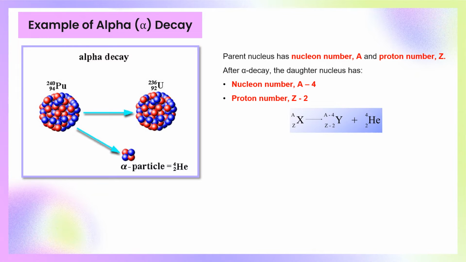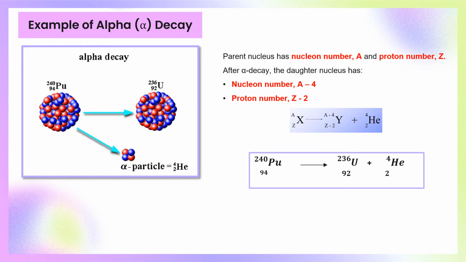We can refer to this general equation to write the equation for this example. We replace X with plutonium-240 for nucleon number and 94 for proton number. And when plutonium undergoes radioactive decay, it will produce uranium-236 for nucleon number and 92 for proton number, plus the helium, which is the alpha particle.